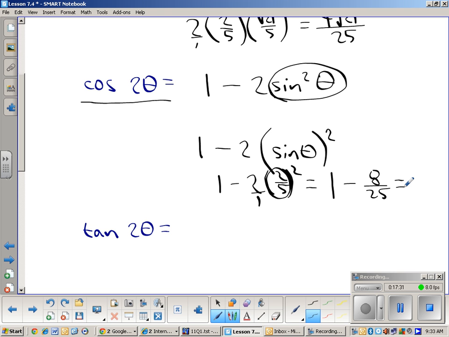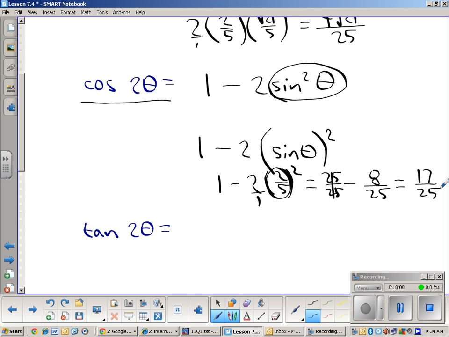What's 1 minus 8 25ths? Well, you have to put it over 25. So he's saying let's call this 25 over 25. That's correct. And 25 minus 8 is 17 25ths. Don't give me the decimal value for that. Okay? And wouldn't it be negative?